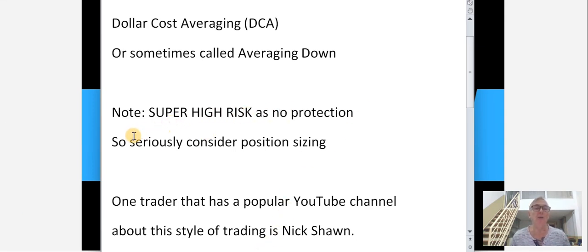So if you're going to do this, seriously consider position sizing. Now, there's different ways of approaching that, and I'll discuss it a bit more in the video, but you have to trade small. Unless you're very confident in your trade setup, or you've got plenty of money or deep pockets, just be careful. It is a high risk.